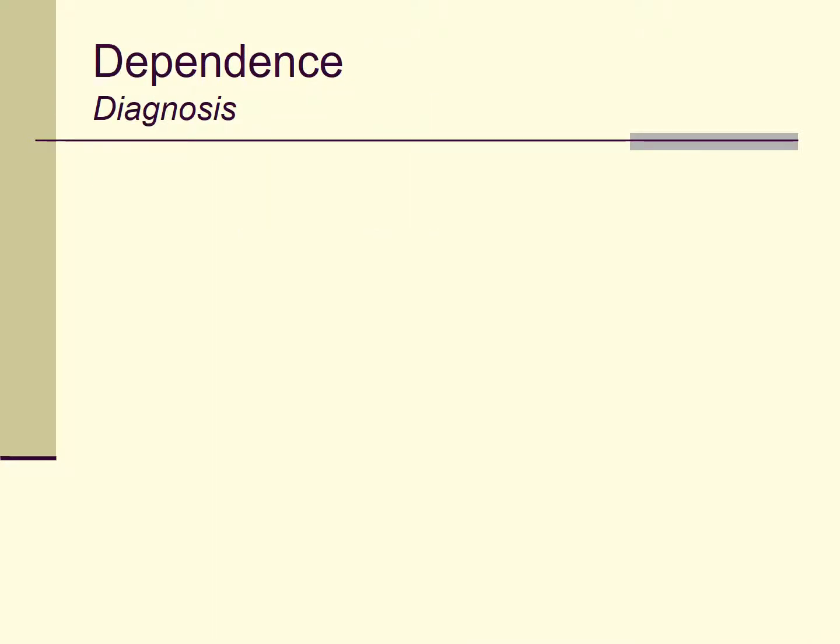Okay, I've talked a little bit about different processes that are involved in dependence, different ways that we can think about dependence. What I'd like to do now is talk about diagnosis. That is, how we formally identify someone as being dependent on a drug or not.